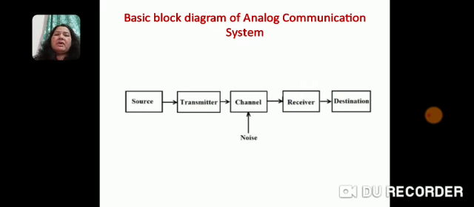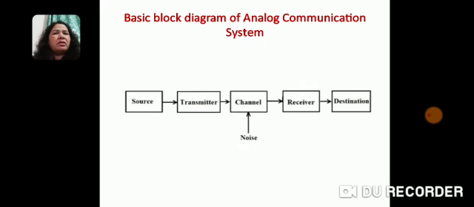Now, one more very important element in this analog communication system block diagram is the noise. What is noise? Noise is an unwanted signal. That means, suppose I am taking a class and in between somebody is disturbing me, or somebody is shouting, so that is a disturbance in the communication which is carried out between us. That is referred to as unwanted noise, and in electronics it is referred to as noise.